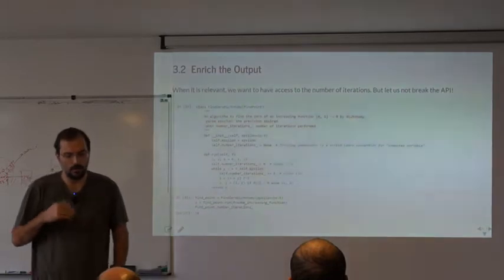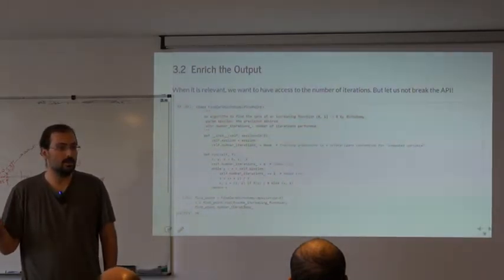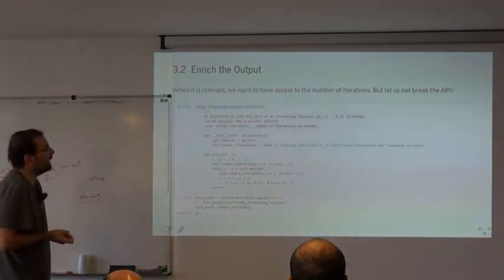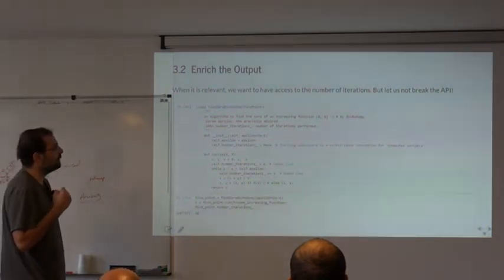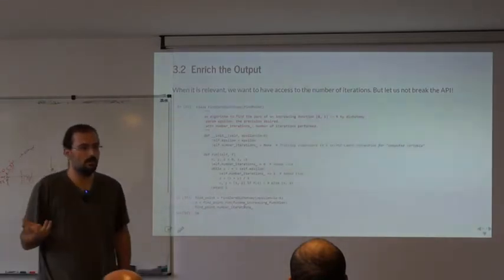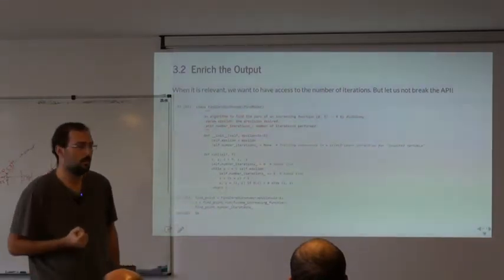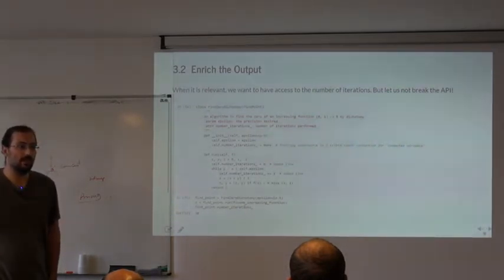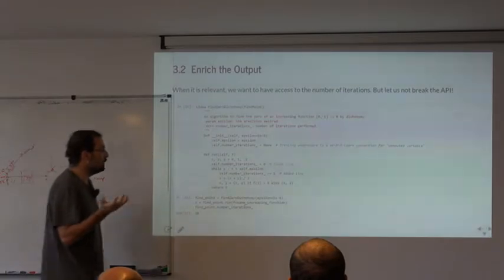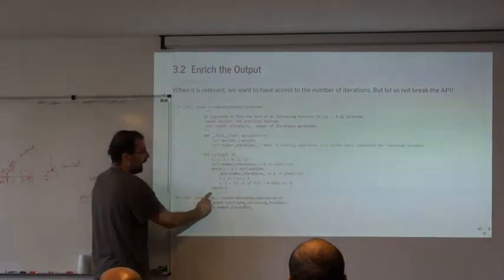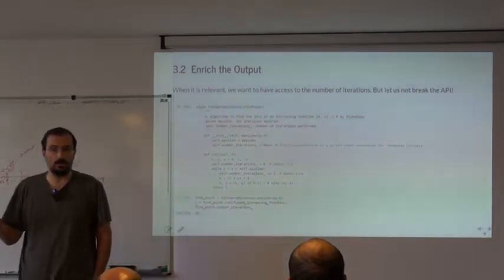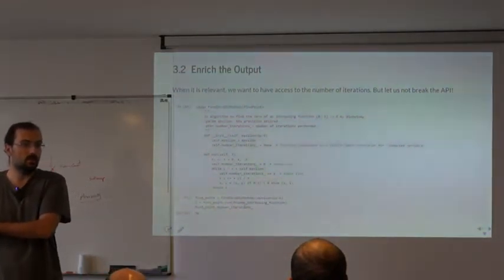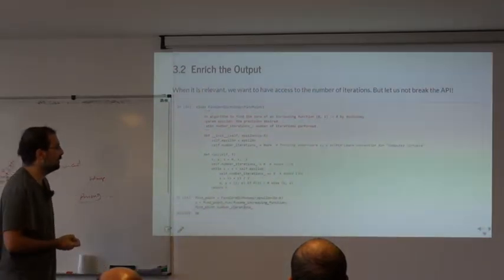Okay, so now we are going to try to enrich the output and see if we still have problems or not. Let's imagine that we want sometimes to access the number of iterations, for example, in the dichotomy. The problem is that we don't want to break the API of the class. So we still want the run method to output z and nothing else. We don't want it to output a tuple. Otherwise, it breaks the API, and the big algo needs to change the code.